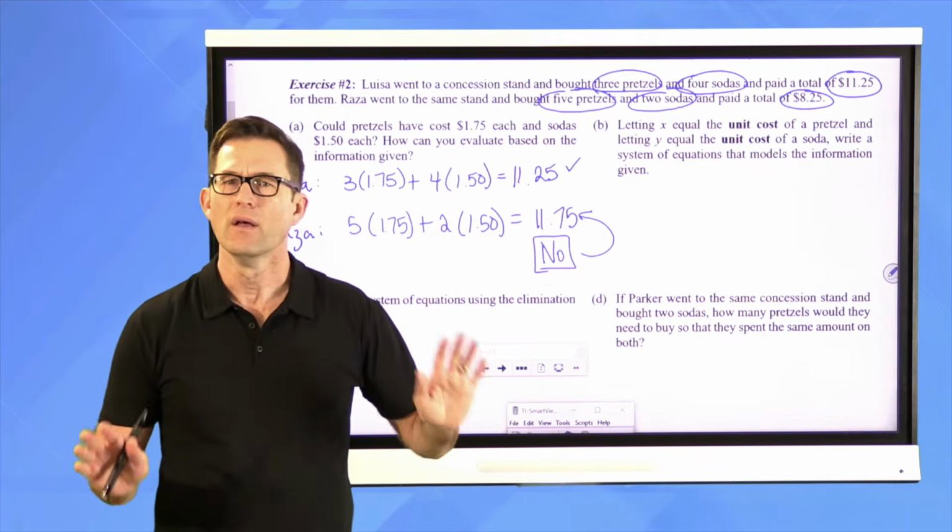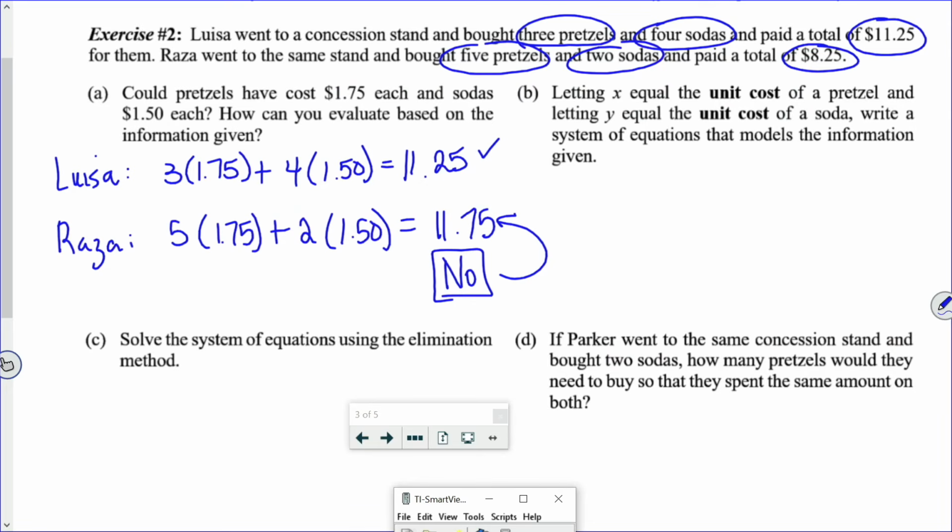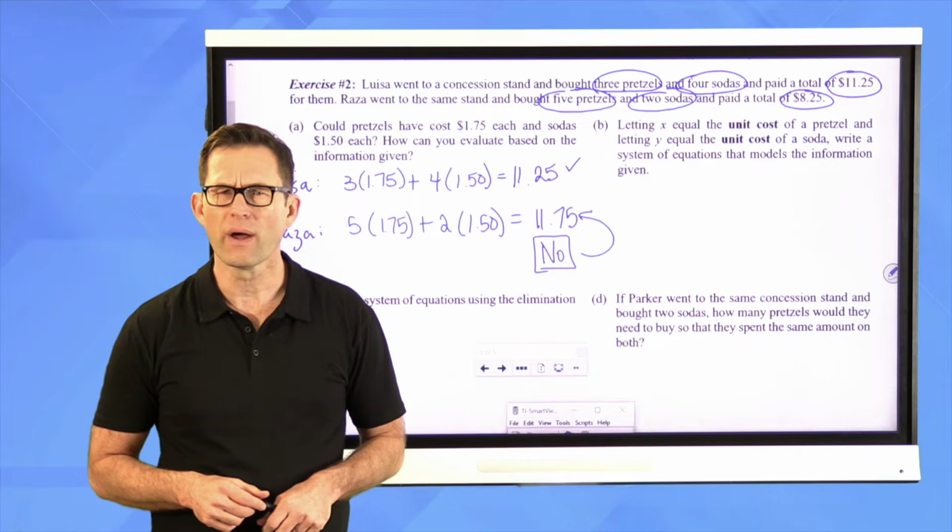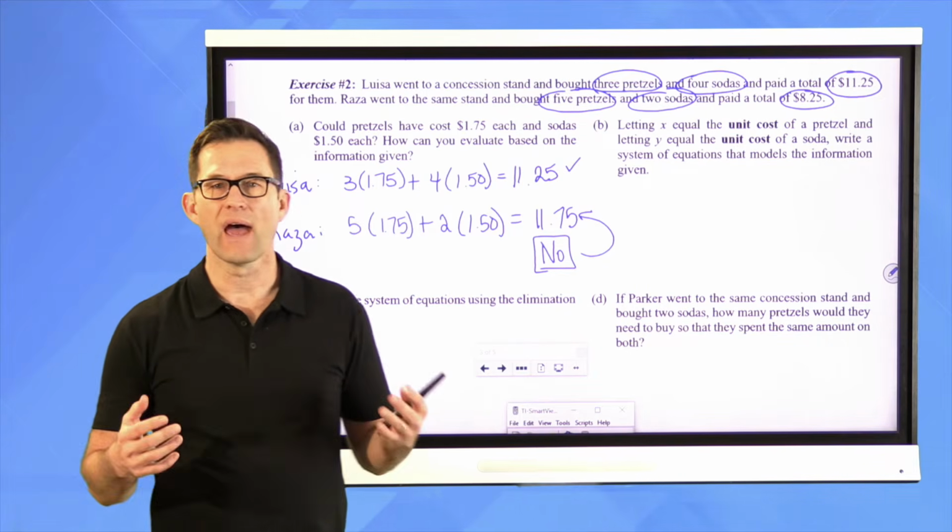Can't be. Let's take a look at letter B. Letting x equal the unit cost of a pretzel and y equaling the unit cost of a soda, write a system of equations that models the information given. All right. Well, let's do this together since you haven't done it before.